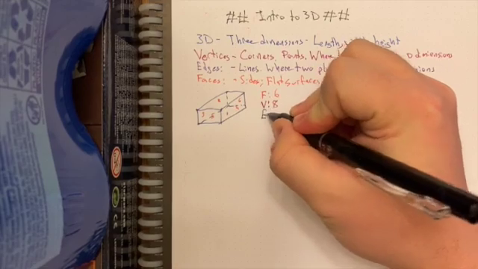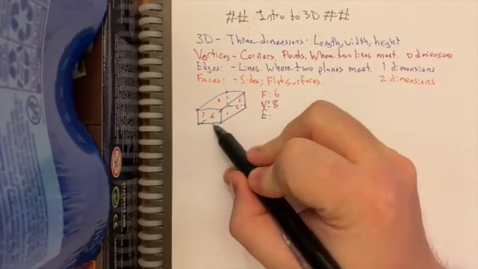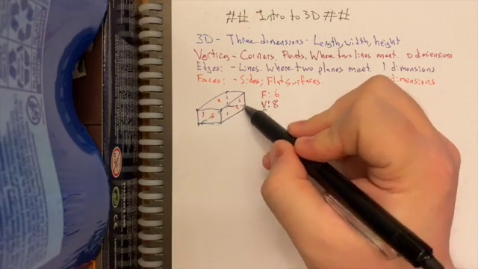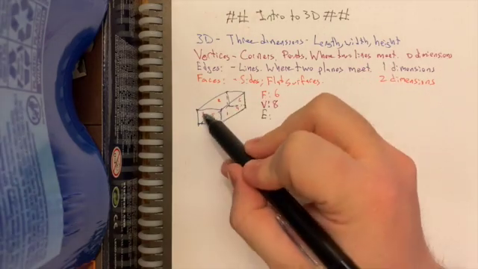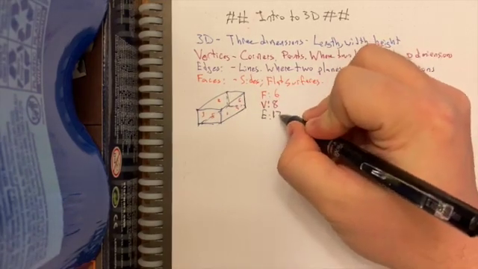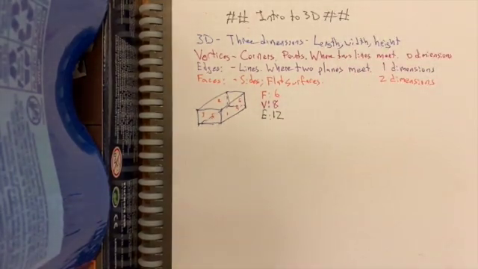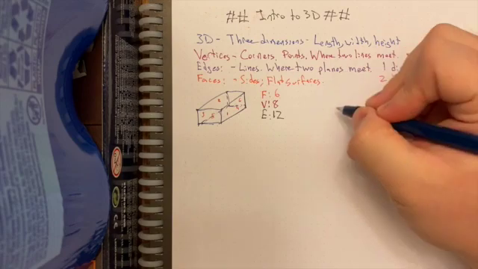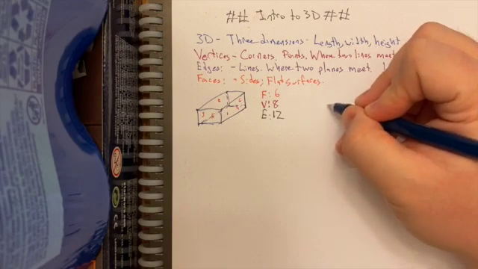Edges. The lines. 1, 2, 3, 4 on the bottom. 5, 6, 7, 8, the ones going vertically. 9, 10, 11, 12. Right. So, let's do a different shape. Let's go with, I don't know.